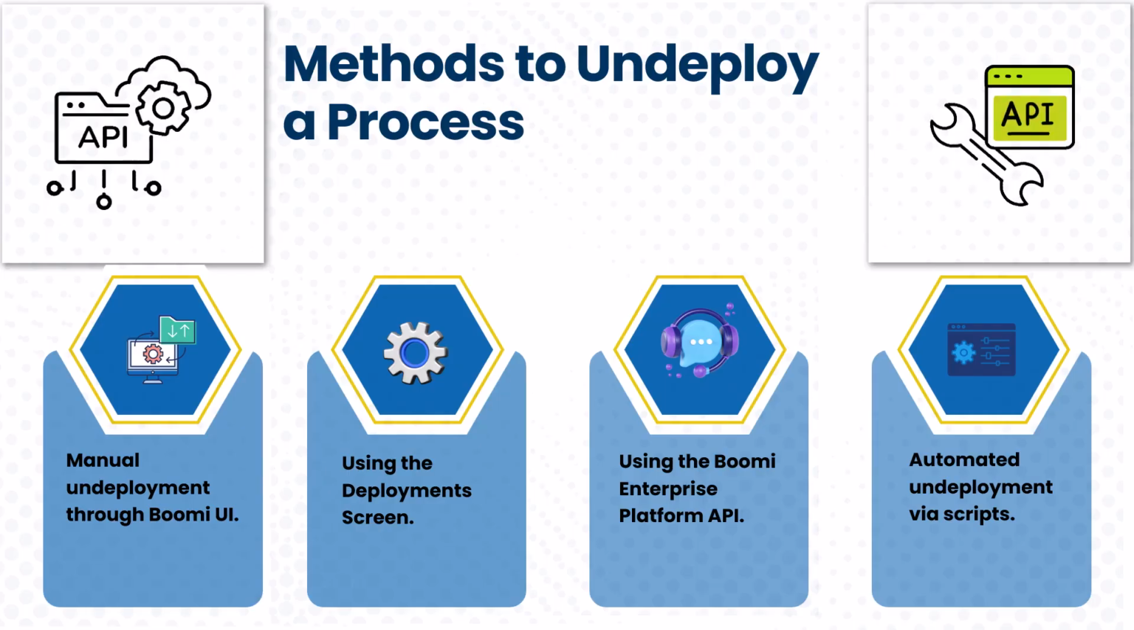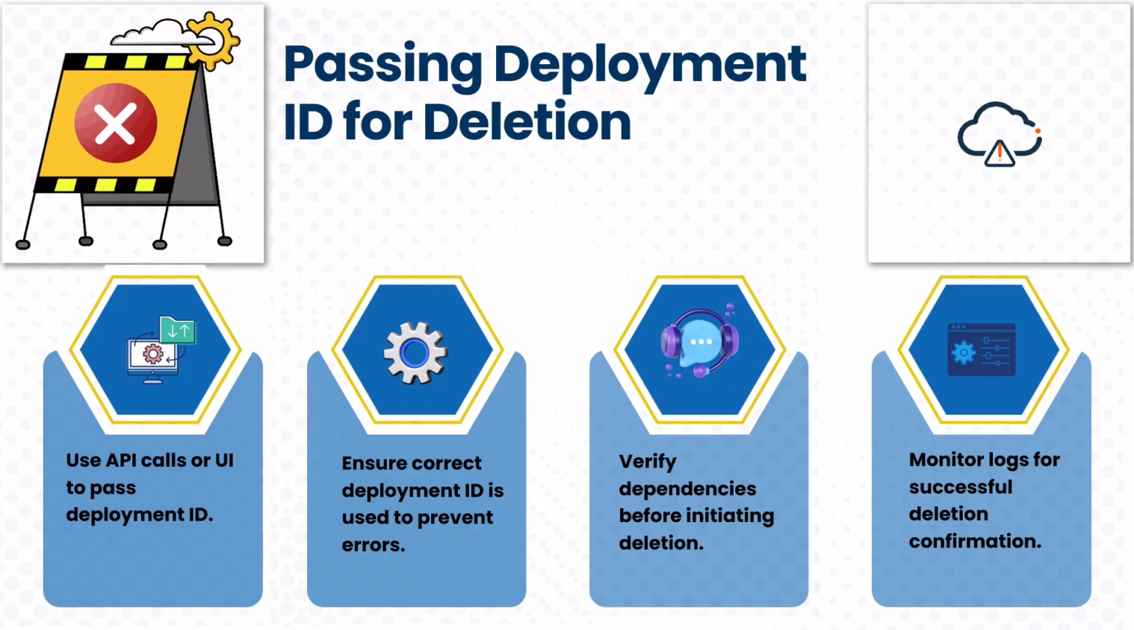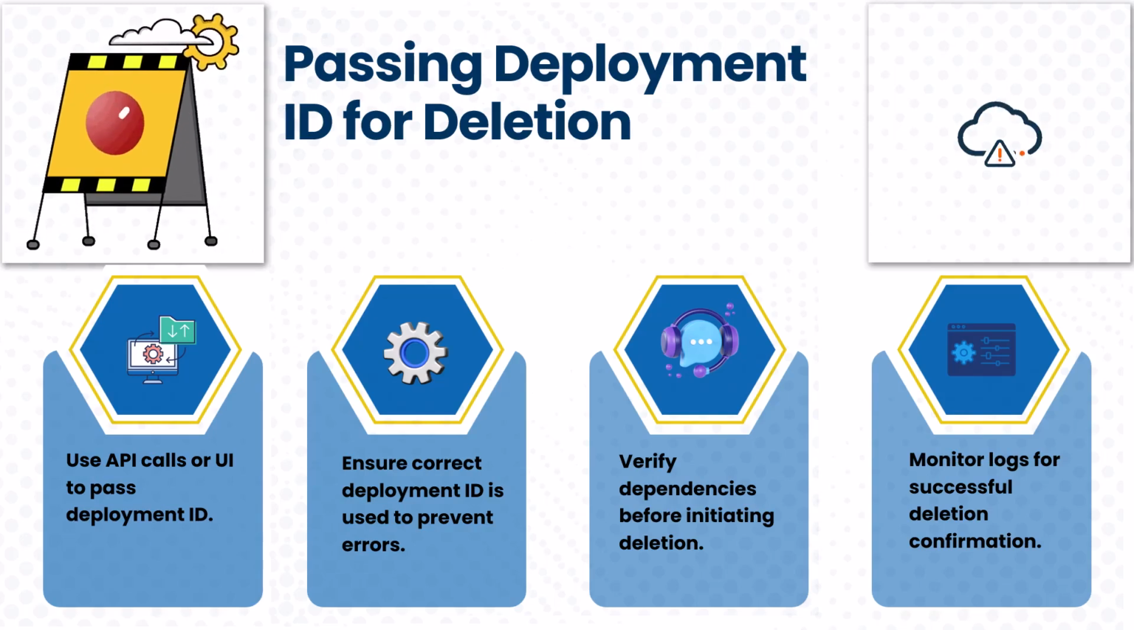There's more than one way to undeploy a process, just like there's more than one way to make a good cup of coffee. The deployment screen is straightforward. The API gives you control, manual undeployment requires patience, and automation makes life easy. Choose wisely, because a smooth undeployment is like getting rid of a bad haircut. Quick, painless, and freeing.